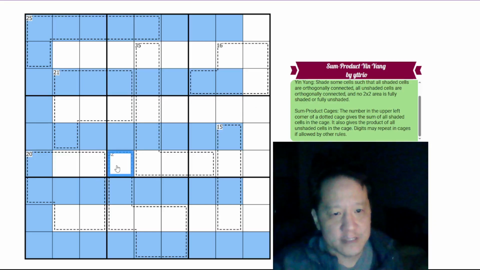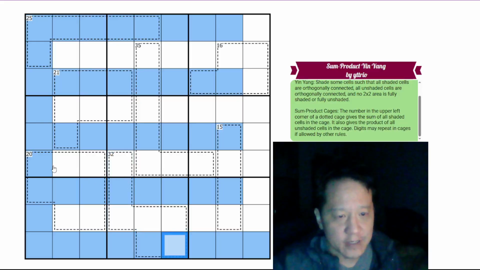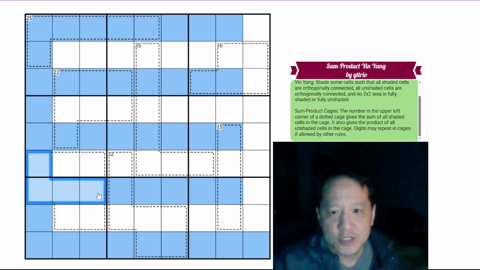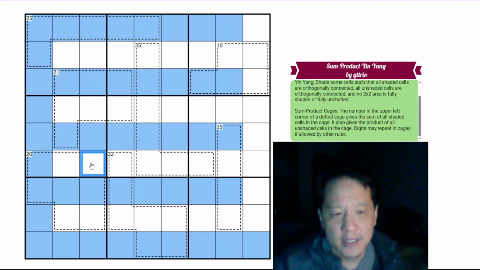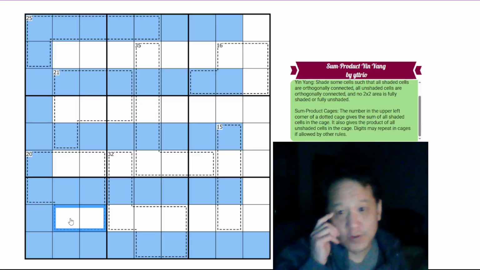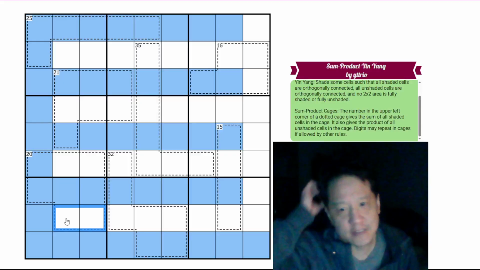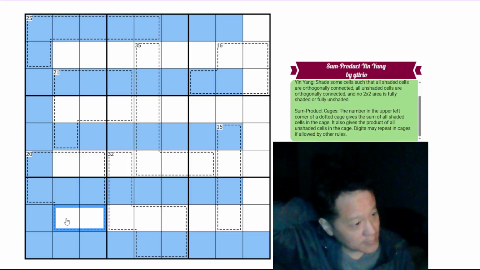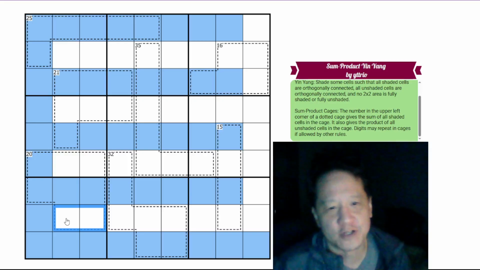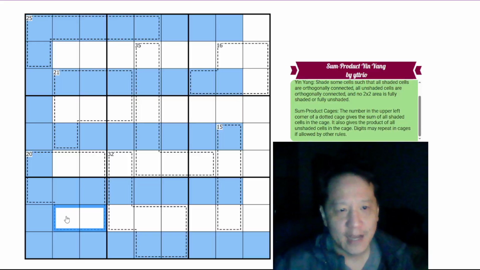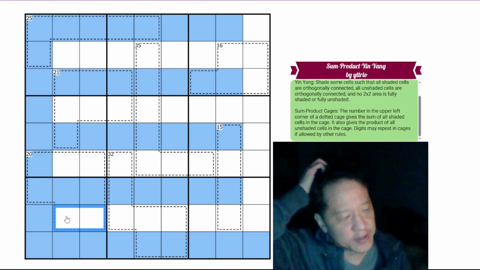So, for example, well, this is probably not a good example. Let's use this. In this cage, the shaded cells must sum to 20, which is in the upper left corner of the cage, and the unshaded cells must multiply to 20. That should give you some certain knowledge about that. I won't give an example because that sort of starts solving things.